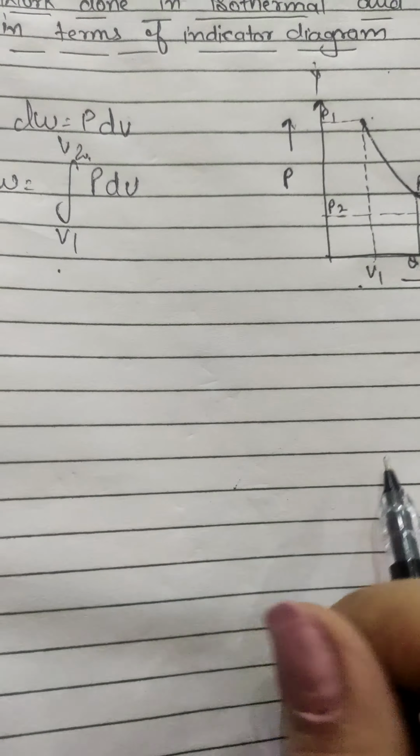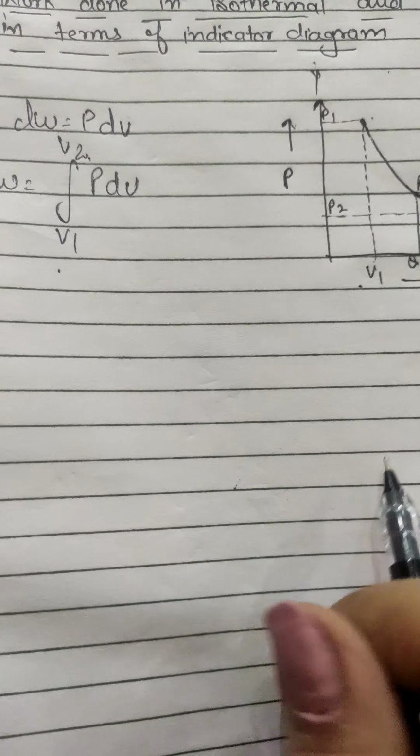Since we are taking the area of the strip, when we talk about the range from V1 to V2, these areas will be added up to give the area under the curve. So work done is given by the area under the curve. Basically, the work done in a thermodynamical process, for isothermal and adiabatic expansion, is given by the area under the curve.